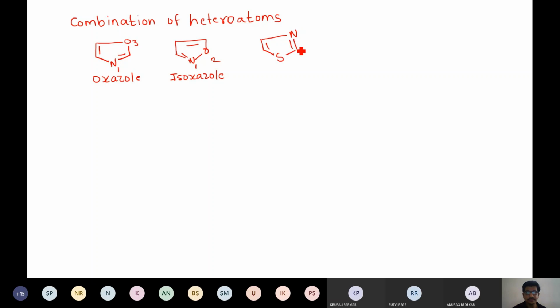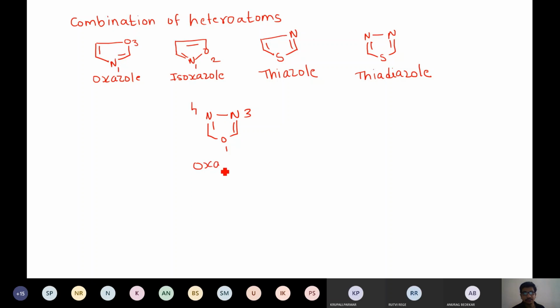What about this? Sulfur and nitrogen. This is thiazole. Now let me add one more nitrogen. What about this? This is called thiadiazole, right? And one more commonly used heterocycle found in drugs, with 2 nitrogens and an oxygen, oriented as 1, 3 and 4, is called oxadiazole. So these are the commonly found heterocycles with a combination of heteroatoms and their common names.